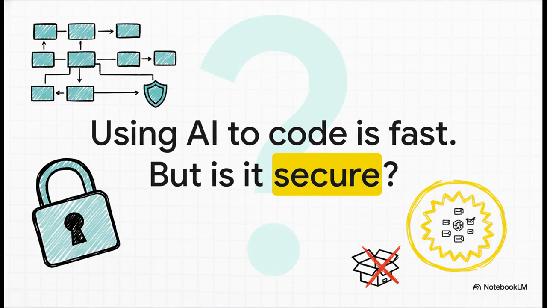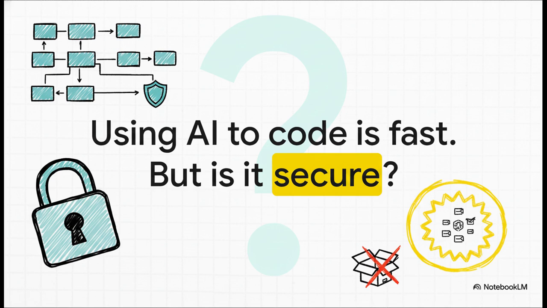So AI coding assistants like Amazon Q Developer, they're promising these huge productivity gains, right? We're talking about building faster than ever. But, and this is a big but, with all that speed comes some really critical questions. What's actually happening to your proprietary code, your sensitive data? I mean, is it safe?